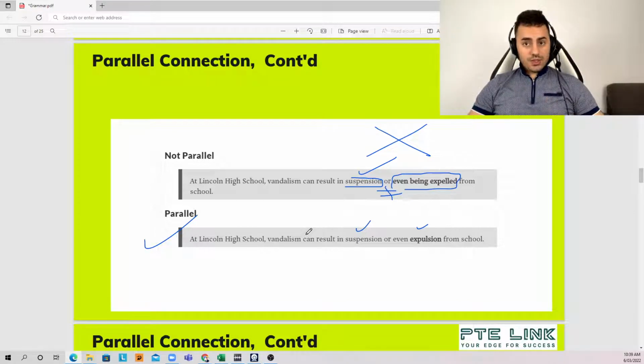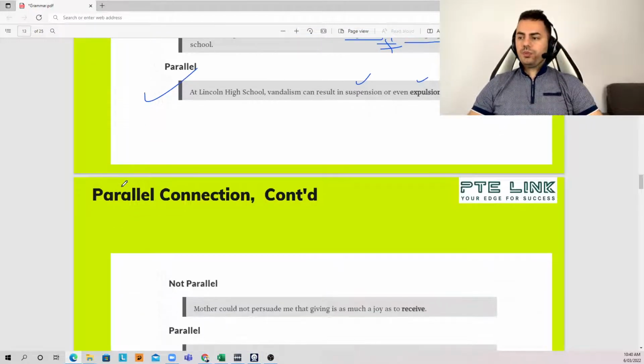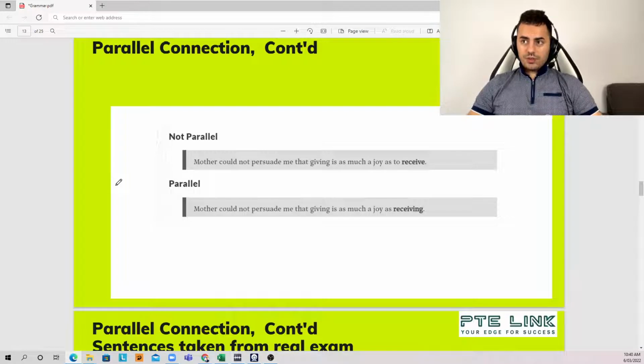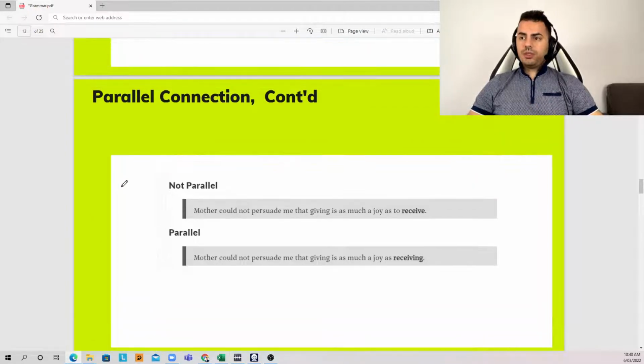Again, in fill-in-the-blanks reading and writing as well, you will get both options and you have to choose the correct one. How to do so? Make sure that your option is in parallel with the context all the way around. Another example as well, because this is the most important topic.